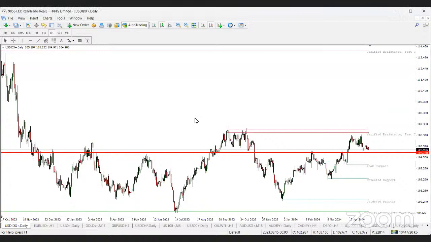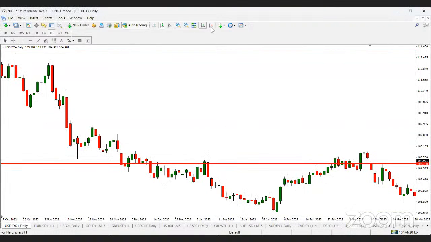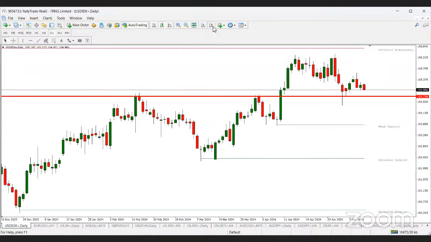Okay, so what you see in front of you is the dollar index, right? We have the dollar index showing us the performance of the dollar on the daily time frame, right? Let me zoom in a bit. Good. So the major news that will be coming up in the market is CPI. CPI will be coming up much later. That's on Wednesday.